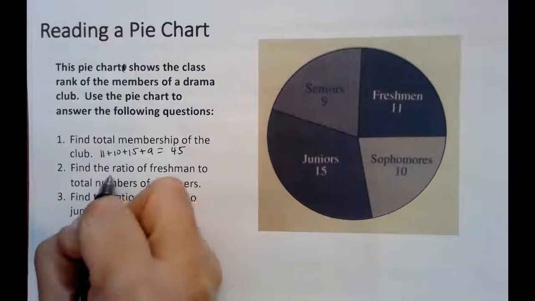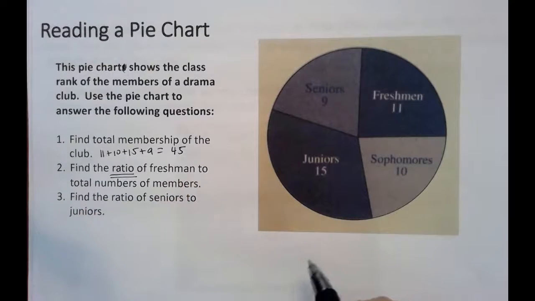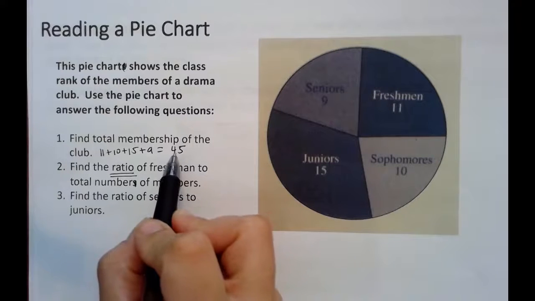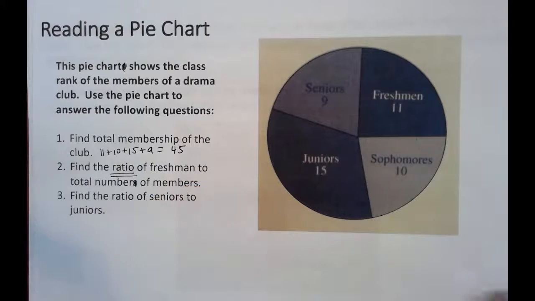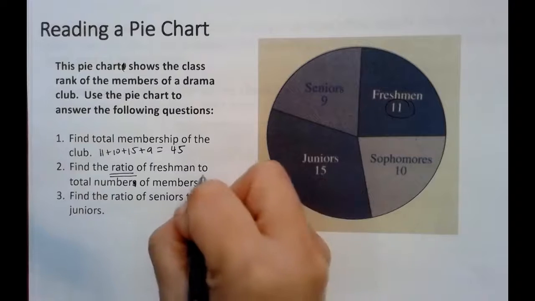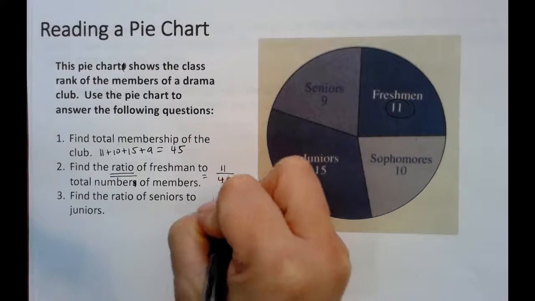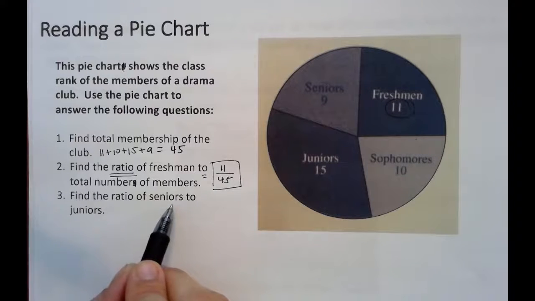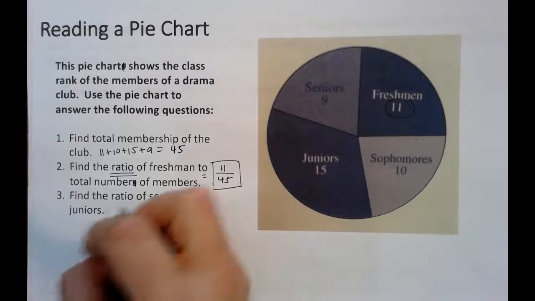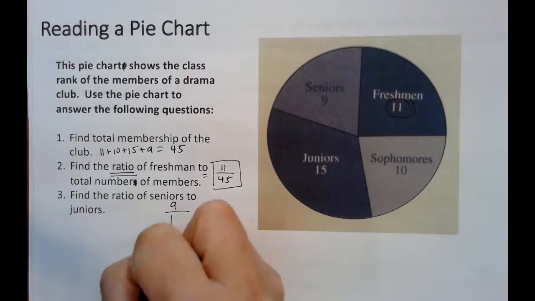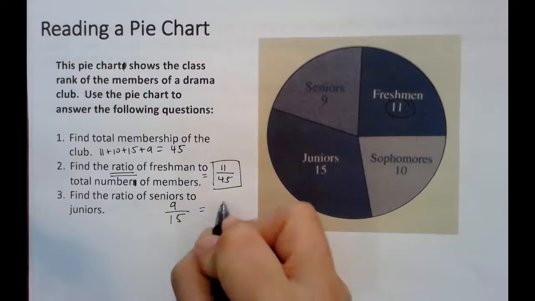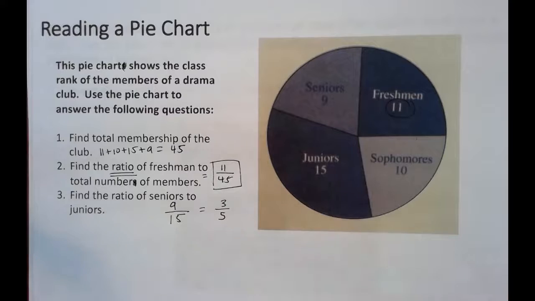Okay, now it says find the ratio of freshmen to the total number of members. We know the total number of members is 45, so we just write the number of freshmen over the total number of members. This would just be 11 out of 45. Okay, easy enough. Now let's find the ratio of seniors to juniors. So we have 9 seniors to 15 juniors. So 9 over 15, and then you can reduce that, dividing top and bottom, so 3 to 5. Okay.